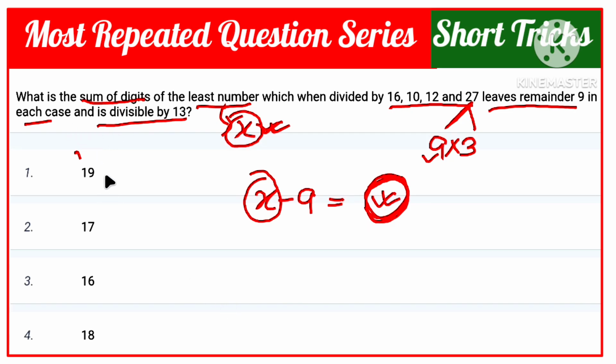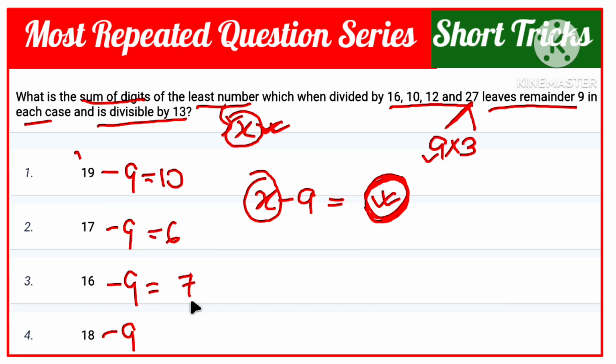So let us see from which option, if we subtract 9, whatever we will get, that will be divisible by 9 as well. So here you are getting 10, here you are getting 6, here you are getting 7, and here you are getting 9. So this option, that is the digit sum what you are getting after subtracting 9, is divisible by 9. So option number 4 is going to be your correct answer. So this is the trick that if you apply in the exam, within seconds you can find out the answer.